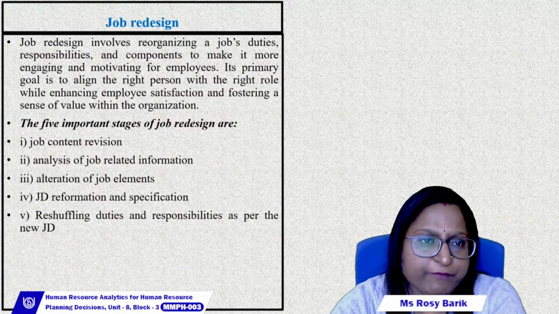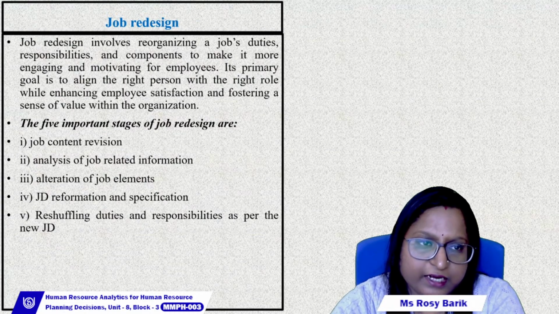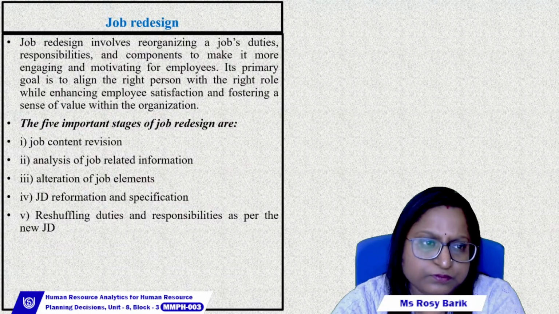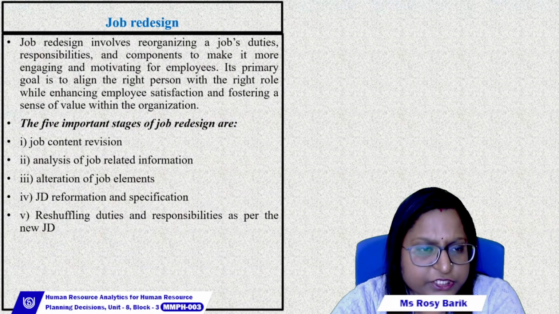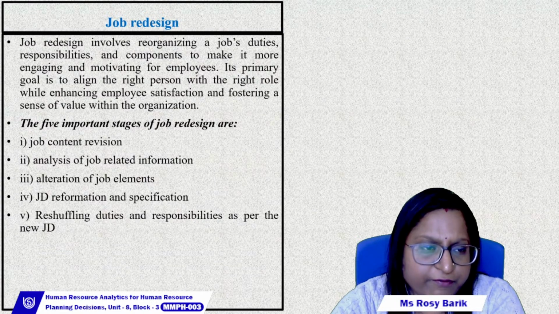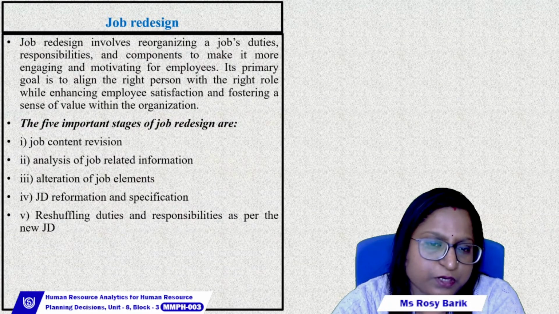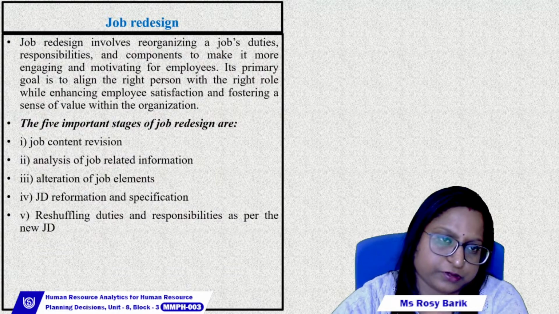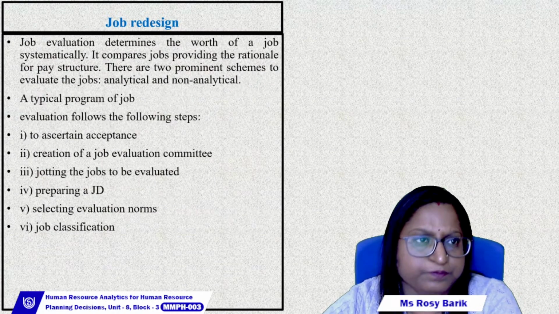There are five important stages of job redesign: job current version revision, analysis of job related information, alteration of job elements, job description reformations and specifications, and reshuffling duties and responsibilities as per the new job description. So these are the different stages of job redesign.